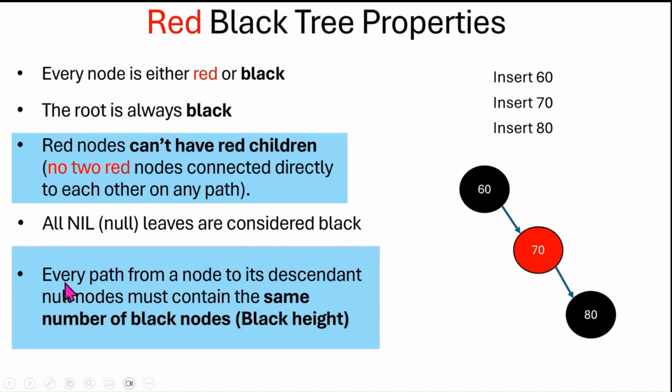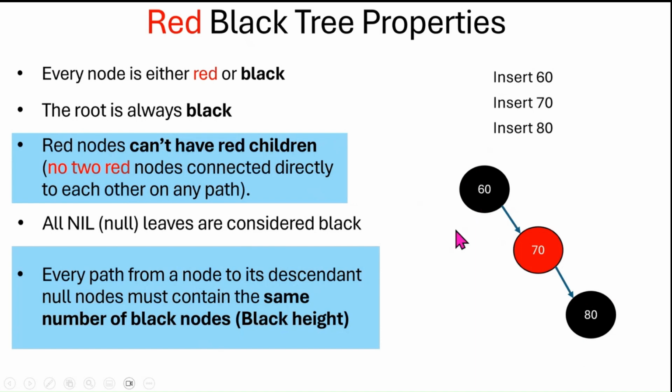So this property, we know that every path from a node to its descendant null nodes must contain the same number of black nodes, which is also called the black height. And it is true for every node. So for every node, let's say for node 60, descendant null nodes: this is one path, and the left is null. Null is also considered as black. So if we consider that also, here it is 1, 2, and here it is 1, 2, and if I take null also into consideration, then 3.